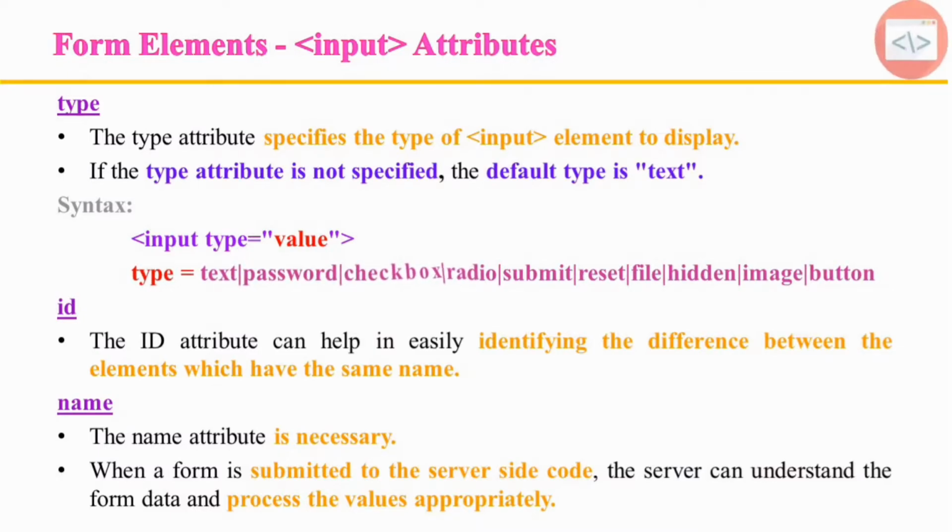Next is ID. It is one of the core attributes. It is used to identify the element present within the HTML page uniquely. It is helpful for targeting the elements with CSS or JavaScript. The ID attribute is added so that we can associate labels to the specific form controls.